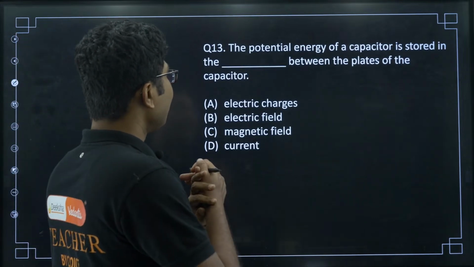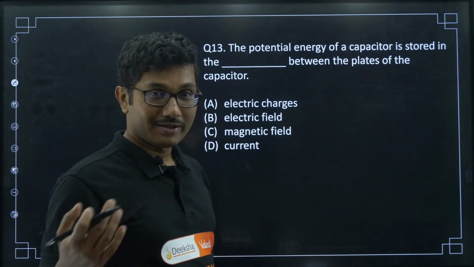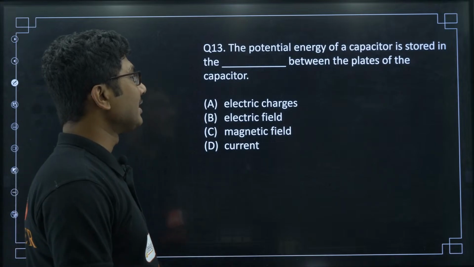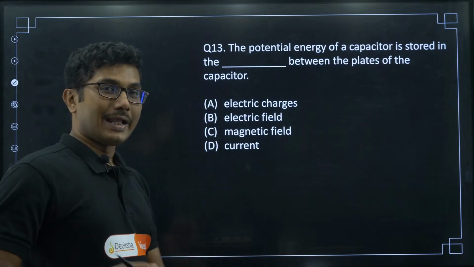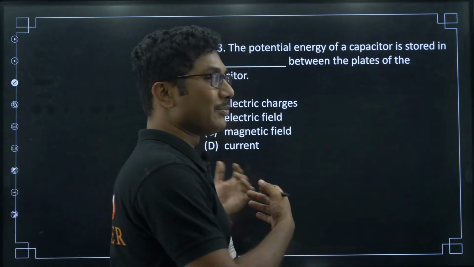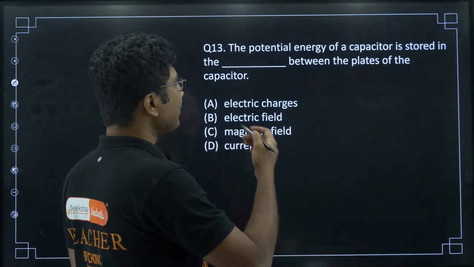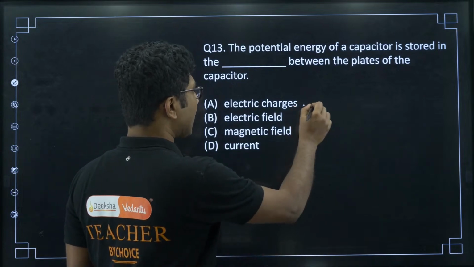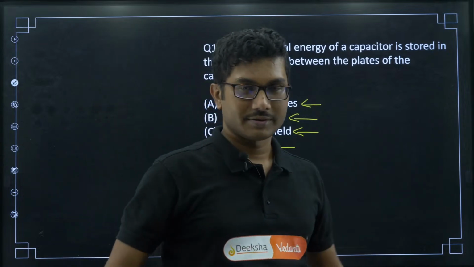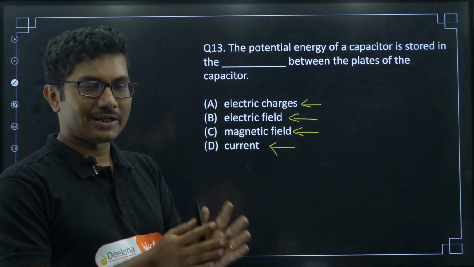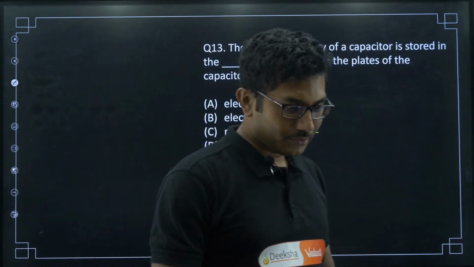Now, question number 13. I am checking if my stream is getting stopped every time. The potential energy of a capacitor is stored in the dash between the plates of the capacitor. I have discussed this answer in my previous solution, so if you are following me, you should be able to answer this. The options are electric charges, electric field, magnetic field, current. Now, tell me the answer. Two of them are not related to this chapter, so you can ignore those two options; for the other options you have to be careful.